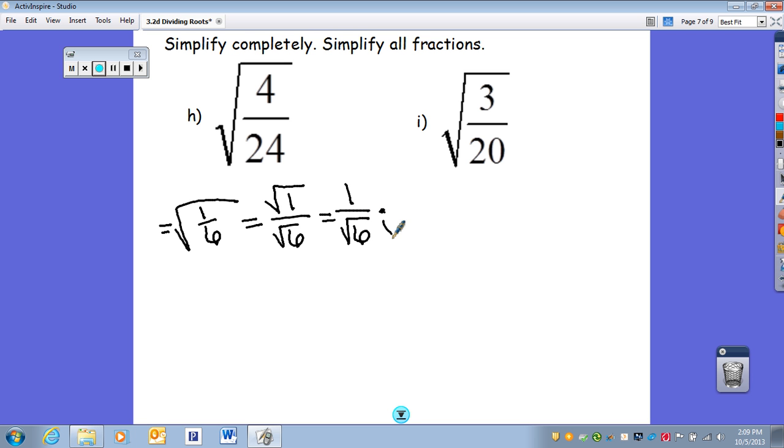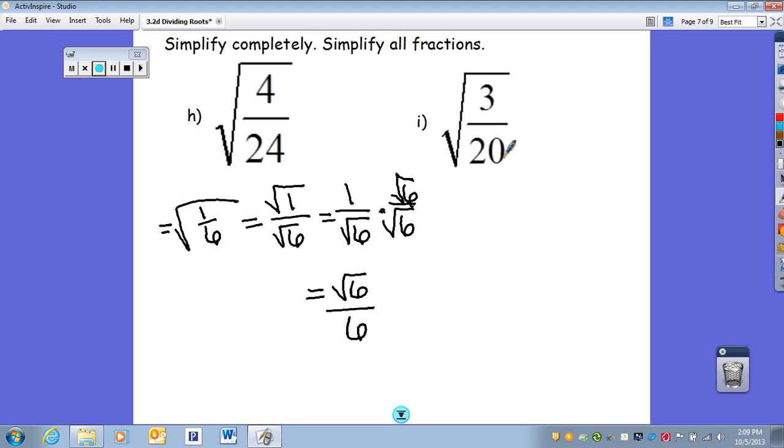We need to rationalize the denominator, which means we're going to multiply both of these by the square root of 6 because we can't have a radical in the denominator. 1 times the square root of 6 is the square root of 6, and on the bottom we have the square root of 6 times the square root of 6, which would be the square root of 36, or the square root of 6 squared, and that simplifies to be 6.